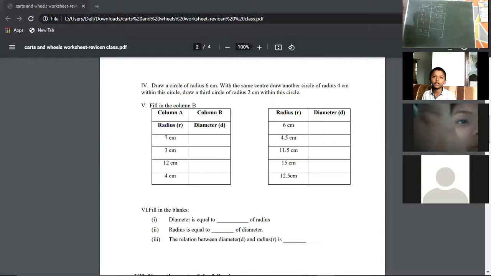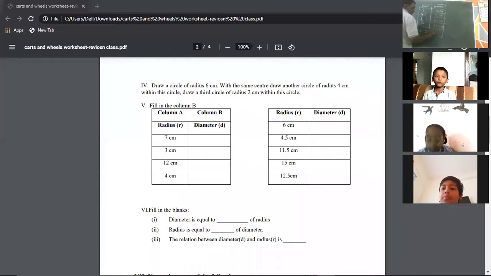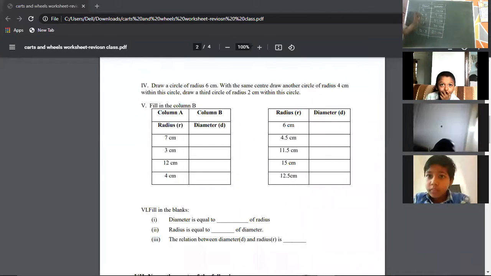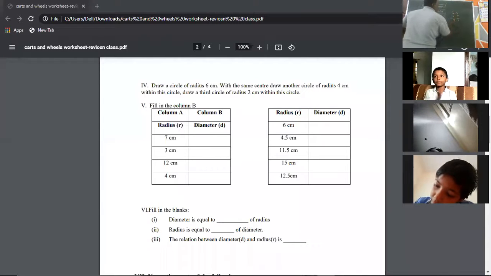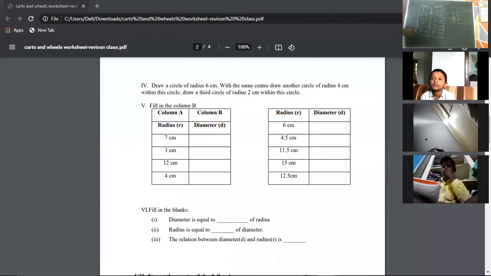11.5 double is 23 centimeters. 15 double is 30. 4.5: 4 double is 8, 0.5 double will be 1, so 8 plus 1 is 9. Double means adding twice. 4.5 and 4.5 will give 9. Like this, you have to complete the table.